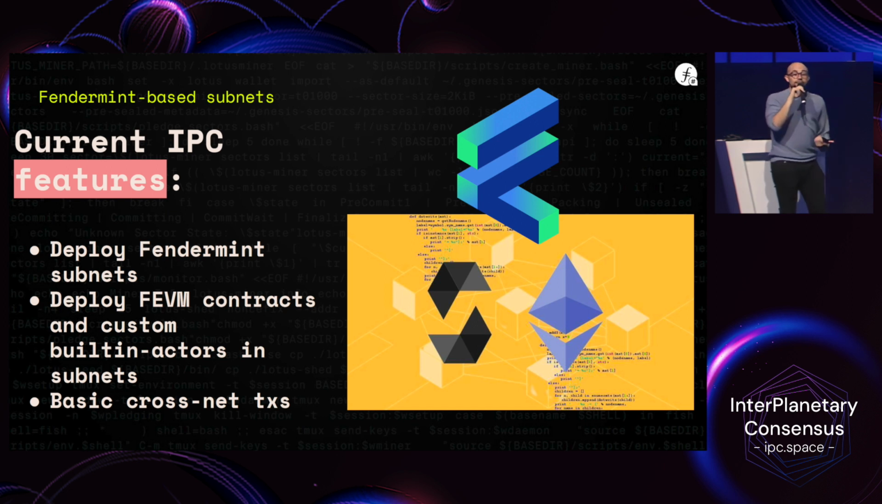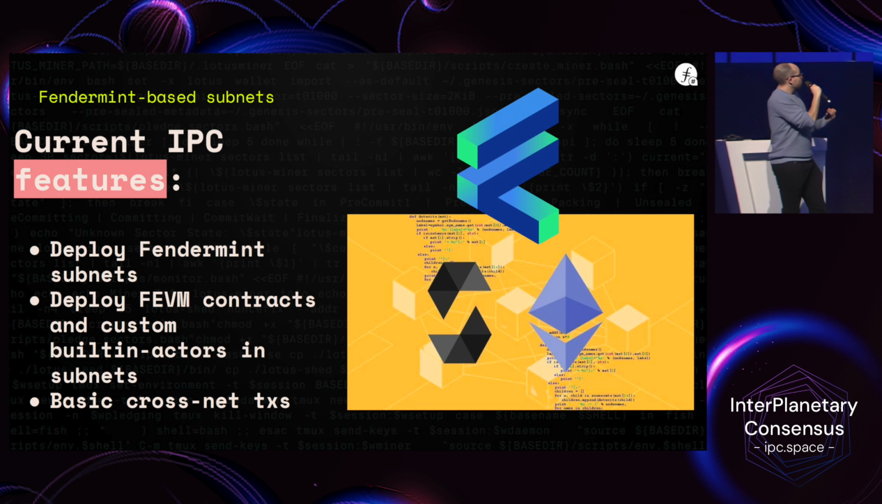You can deploy Fendermint subnets. So have your own sidechain that does these cross-net interactions, commits checkpoints, and so on, from any IPC-enabled network, either Calibration, Mycelium, or your own network. Because as everyone has been mentioning before, this protocol is recursive.